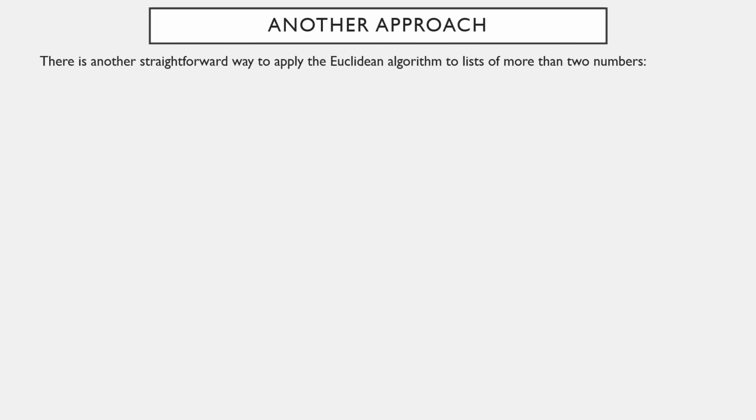There is another approach to applying the Euclidean algorithm to longer and longer lists. The way we did it before was very iterative in its approach. Replace something with a remainder. If it's 0, get rid of it. Replace something with a remainder. If it's 0, get rid of it until you're done. This next approach is a bit more recursive in its approach.